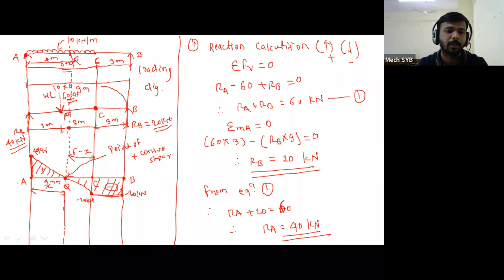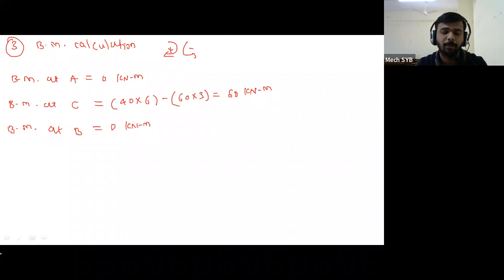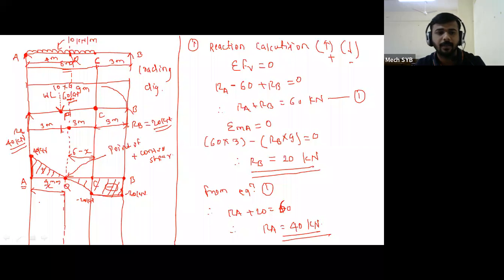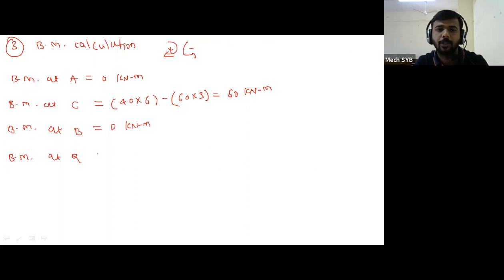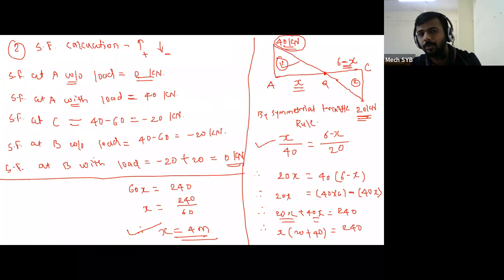But here we have calculated BM at point A, BM at point C, and BM at point B. At A and B it is equal to 0. At point C, how much did we get? 60 kilonewton meter. But we have to check what is the value of bending moment at point Q. So I will check. See, BM at Q. Now focus here.